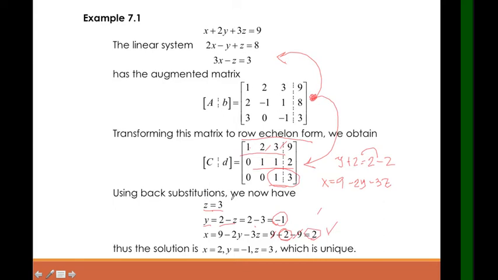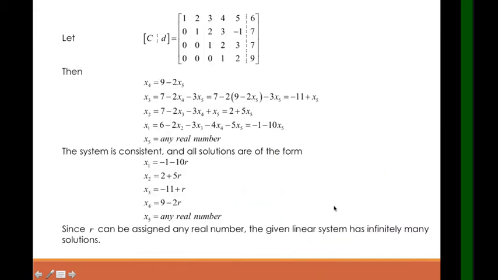Therefore, the value of z is 3, y is negative 1, x is 2. They are finite. Therefore, they have a unique solution. Kasi pag infinite yung mga solution nila, they don't have a unique solution, di ba? There are so many real numbers for the x, y, z. Usually, nakukuha yan kapag yung variables ng z ay dalawa. Pero in this case, as we can see, we have only one value for z, and that's equal to 3.